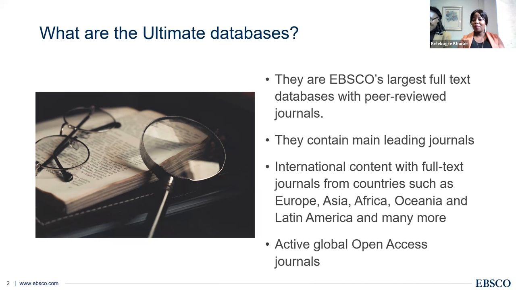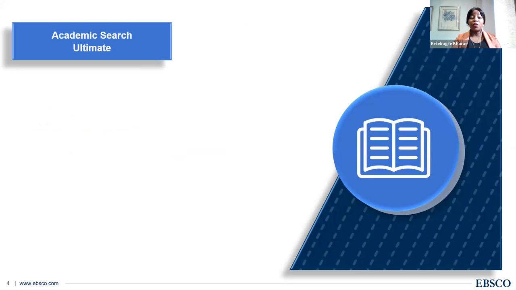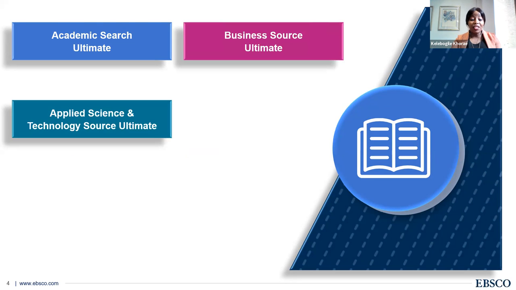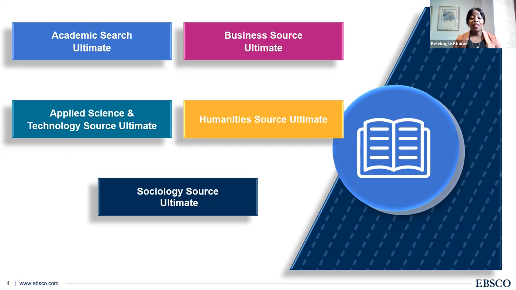Oh, that's interesting. How many do we have? All right. So now I invite everybody to sit back, relax, and let us explore the ultimate databases. From EBSCO's side, we have five ultimate databases, namely the Academic Search Ultimate, the Business Source Ultimate, the Applied Science and Technology Source Ultimate, the Humanities Source Ultimate, and the Sociology Source Ultimate.